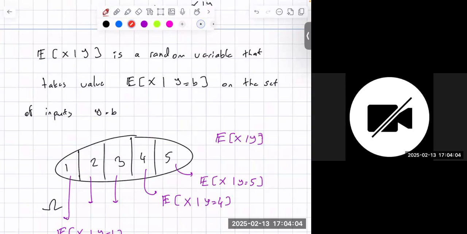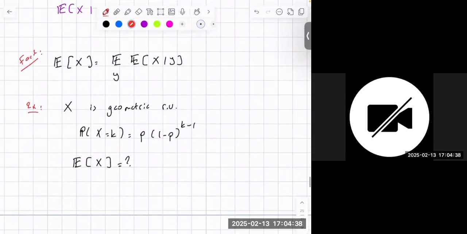Then what would this mean? This is one level of abstraction up from here. This means this is a quantity that takes this value on the part of your universe where y is that b. For example, this will take the expectation of x conditioned on y equals 5 in this universe. And if you're in this part, it will take y equals 4, etc. This is one more level of abstraction, okay? Let me do an example for this to make sense of something this abstract.